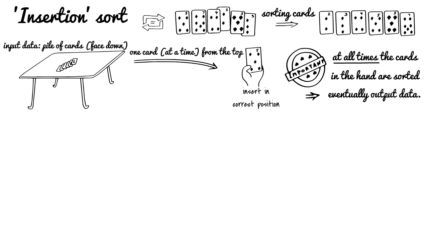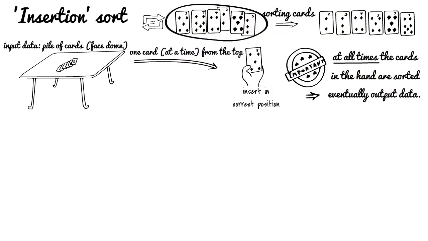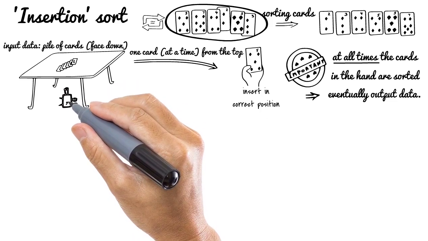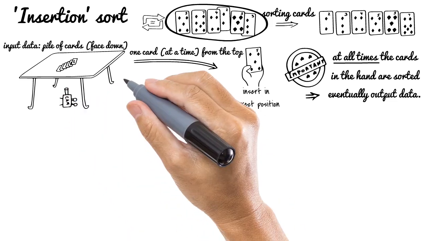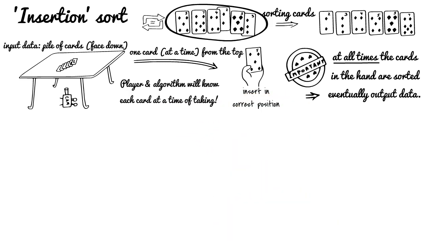Let's look at an example. Let's say you have a pile of 6 cards, 5, 7, 4, 2, 5, 3, on a table, face down, so the player who is about to sort them cannot see them. I'll keep them shown for you, like having a transparent table made of glass with a camera on the floor facing up. Both the player and our algorithm will know each card at the time of taking the card from the top of a pile, similar to a computer which is given instructions to work with a particular item at a time.